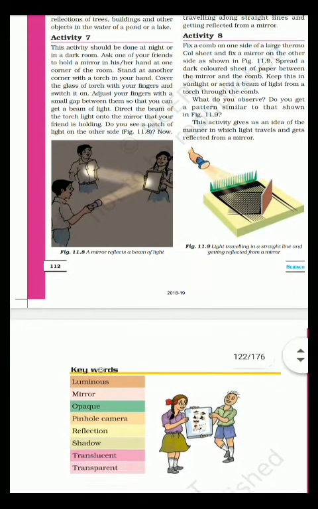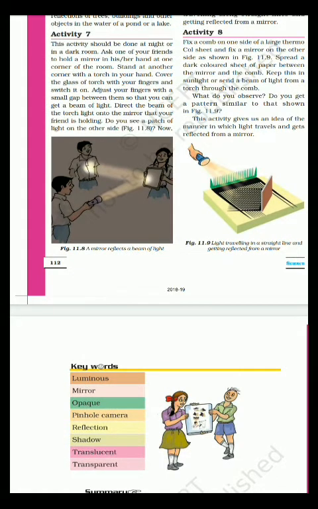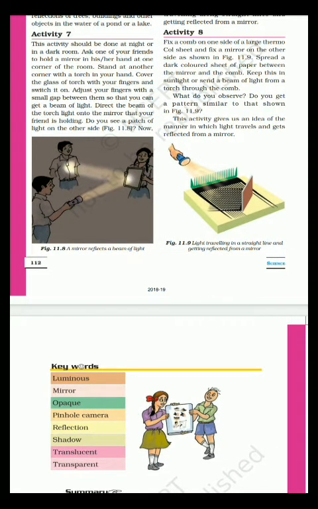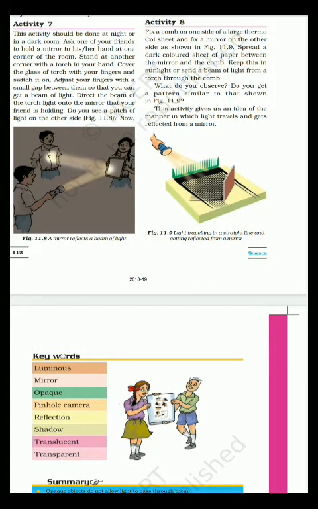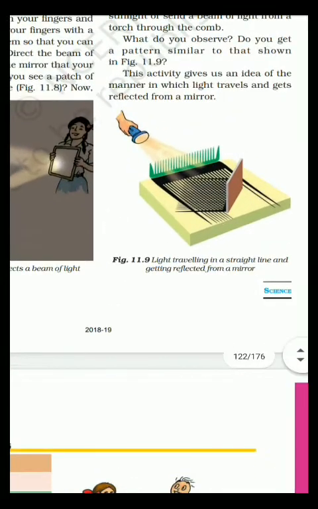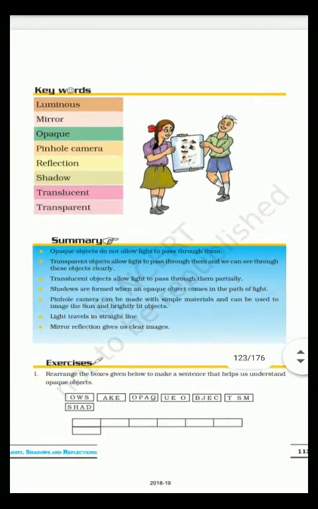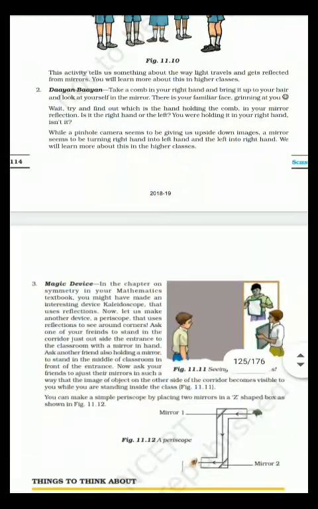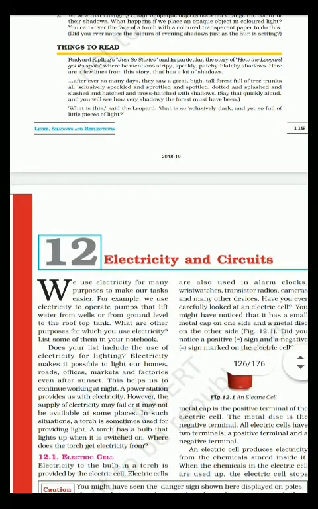And a mirror reflects a beam of light, you can see that from the image 11.8. Also from the image 11.9, light traveling in a straight line and getting reflected from the mirror. The mirror is placed in that cardboard behind the comb, and we are lighting the torch and it touches the mirror and reflects back. The keywords are luminous, mirror, opaque, pinhole camera, reflection, shadow, translucent and transparent. And that chapter is finished.